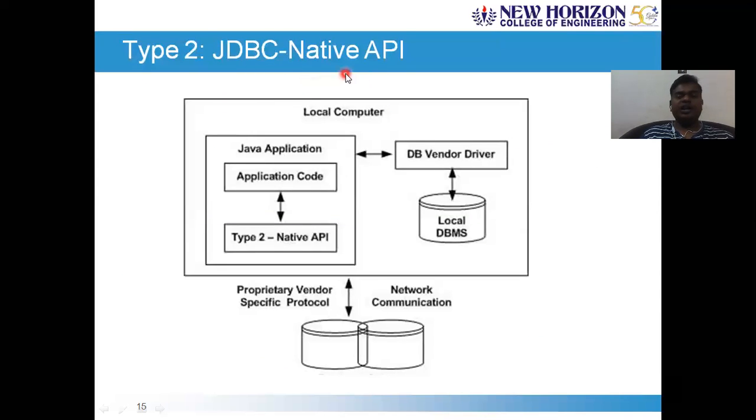The second one is the JDBC native API. In the JDBC native API, you write a Java program and use a type 2 native API driver, which translates your Java API calls to native C or C++ calls, which have close communication with the DBMS software used for storing your data. You may have different native calls for different types of databases, which will be taken care of by the DBMS specific drivers. Again, the remaining things remain the same.